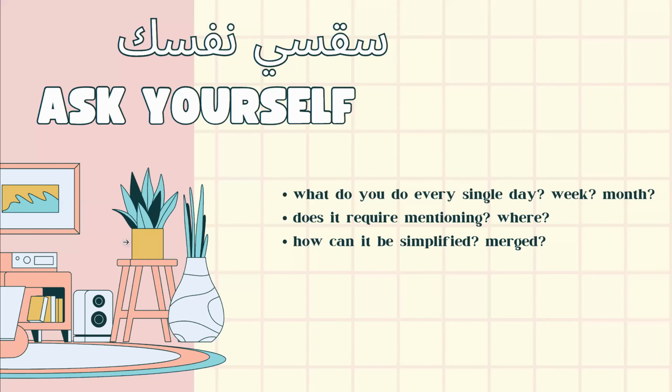So you have to ask yourself, and that's the first step we're going to do. What do you do every single day? What do you do every single week and every single month? Does it require mentioning? And if you need to mention it, where should you mention it? So, for example, if you have a schedule as a student, where do you put that schedule? Is it on your phone?